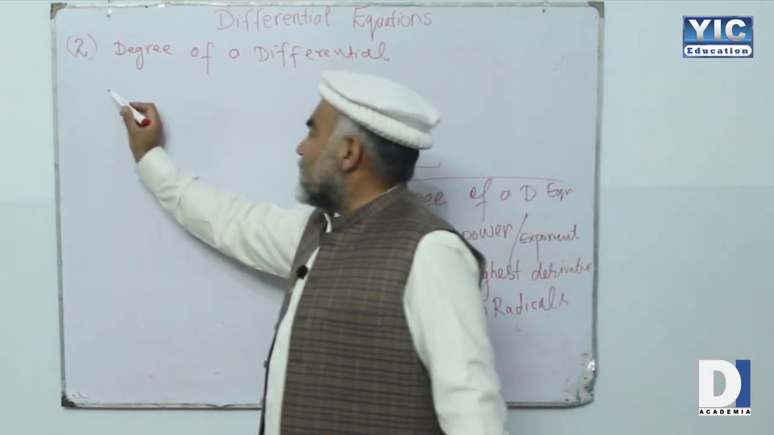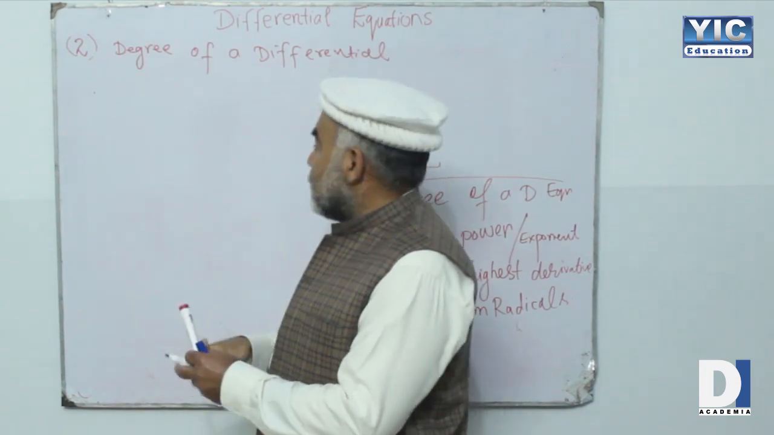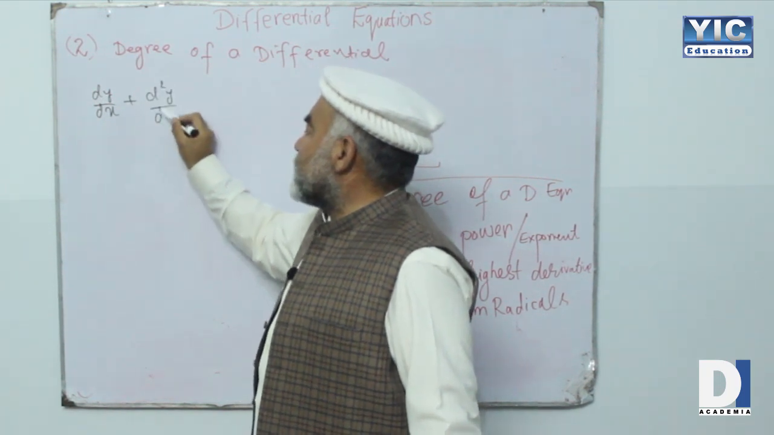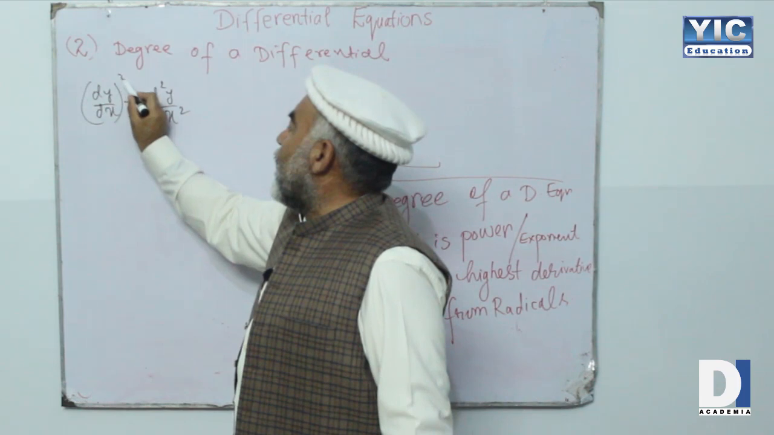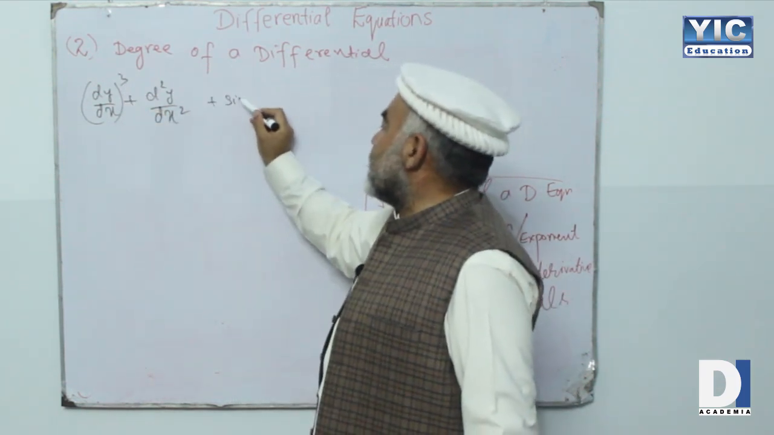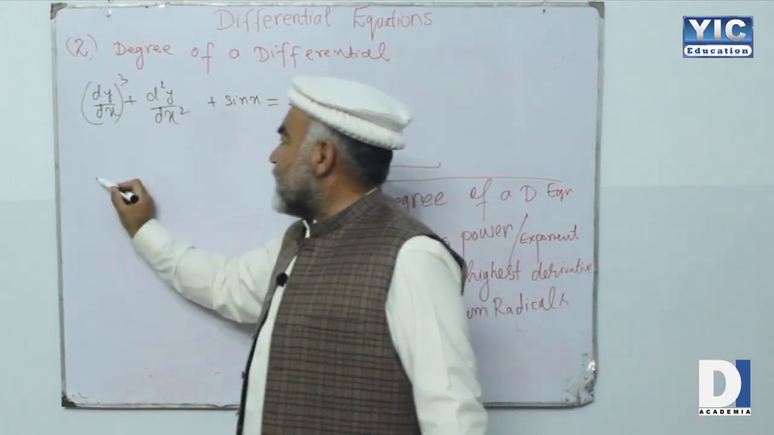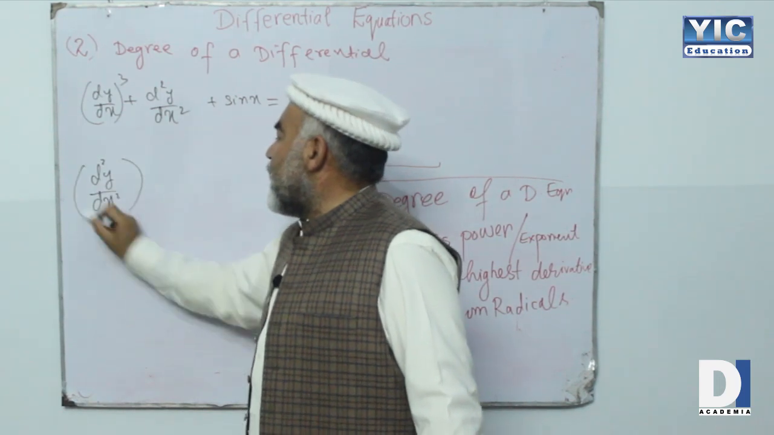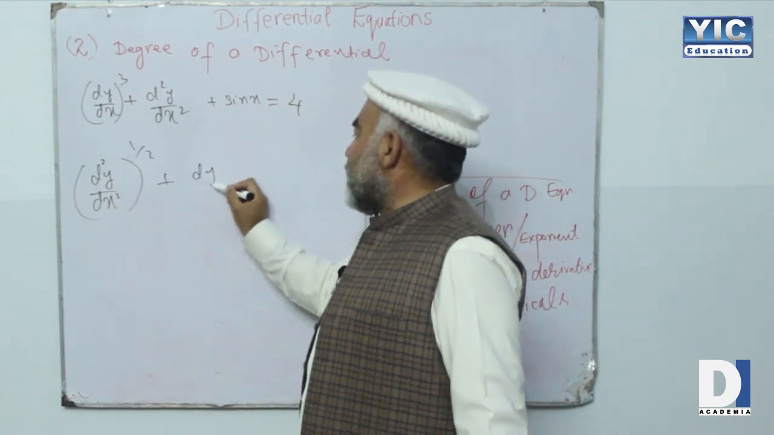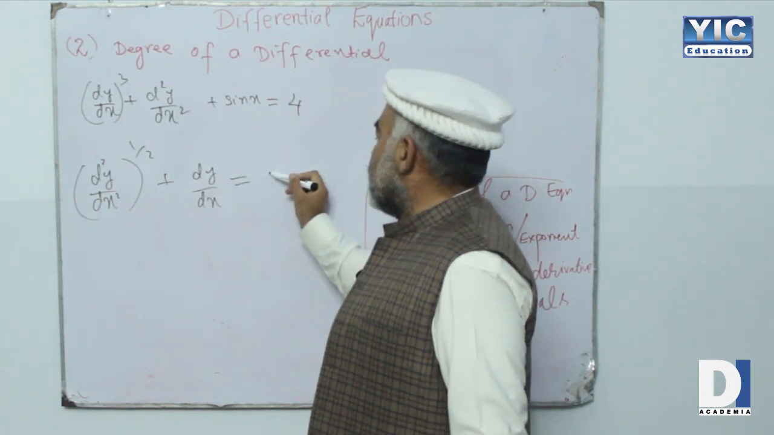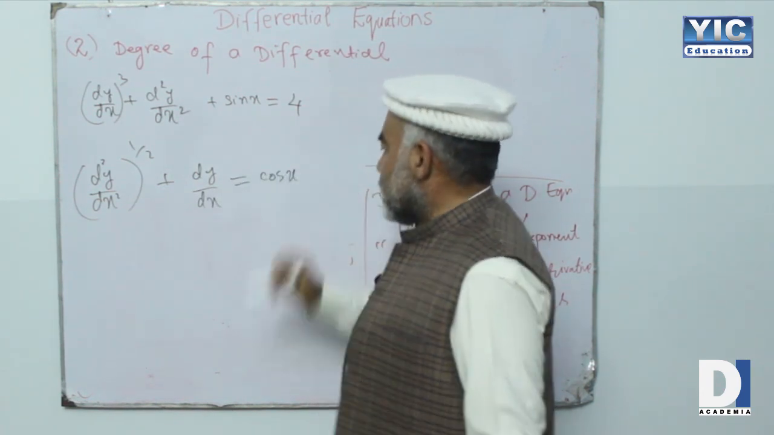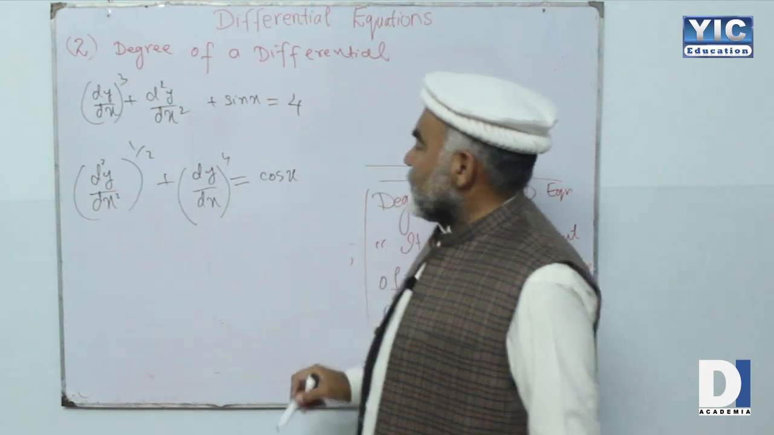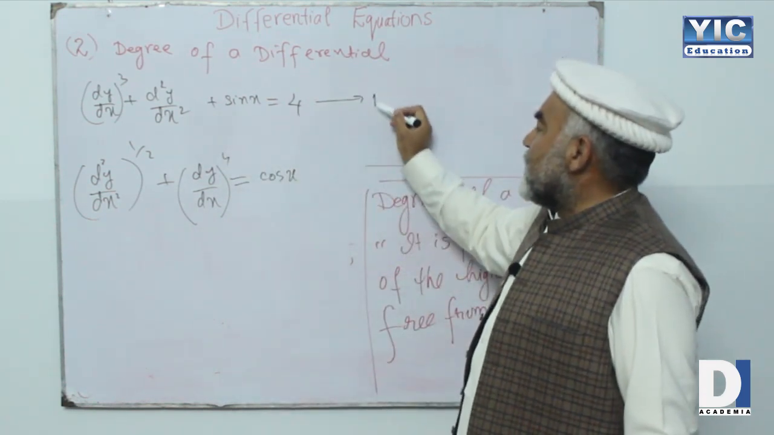So I am writing some examples. The examples are dy by dx plus d square y by dx square plus sin x equal to 4. Another example, (dy by dx square) to the power 1 by 2 plus dy by dx equal to cos x. So let this be equation number 1.